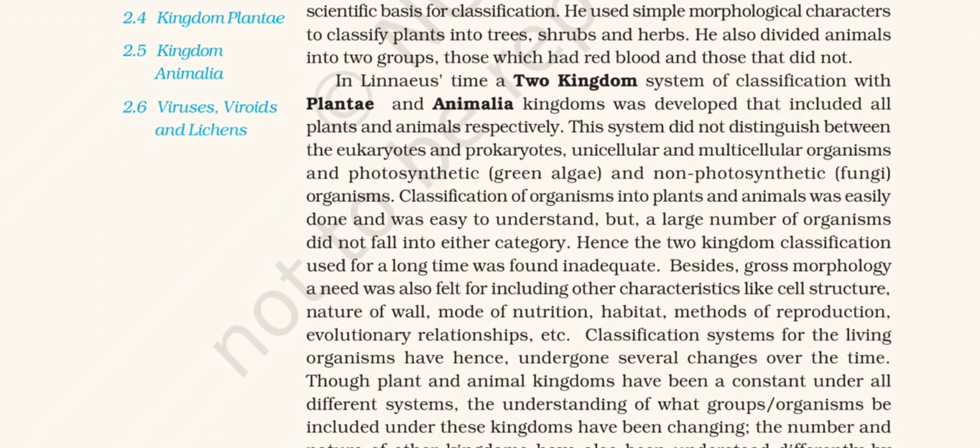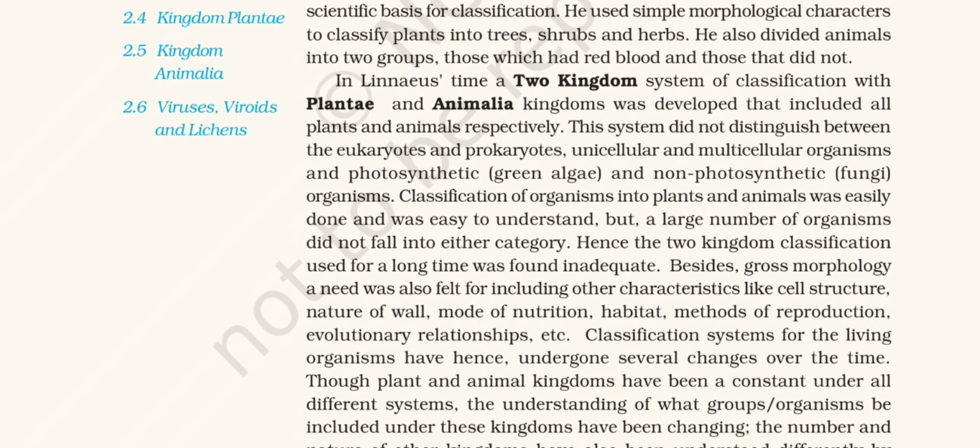a large number of organisms did not fall into either category. Hence, the two-kingdom classification used for a long time was found inadequate. Besides gross morphology, a need was also felt for including other characteristics like cell structure, nature of wall, mode of nutrition, habitat, methods of reproduction, evolutionary relationships, etc.